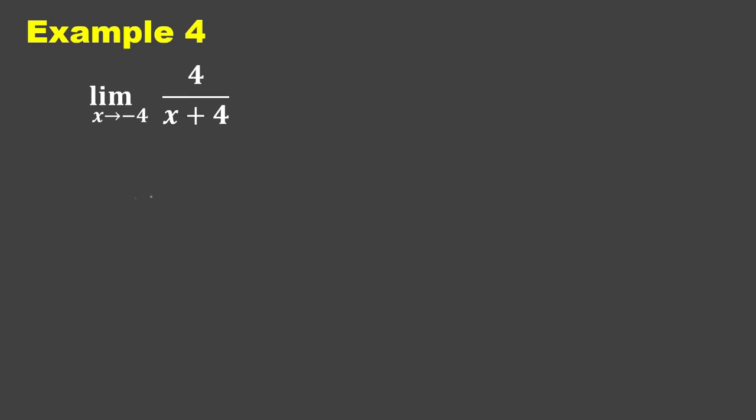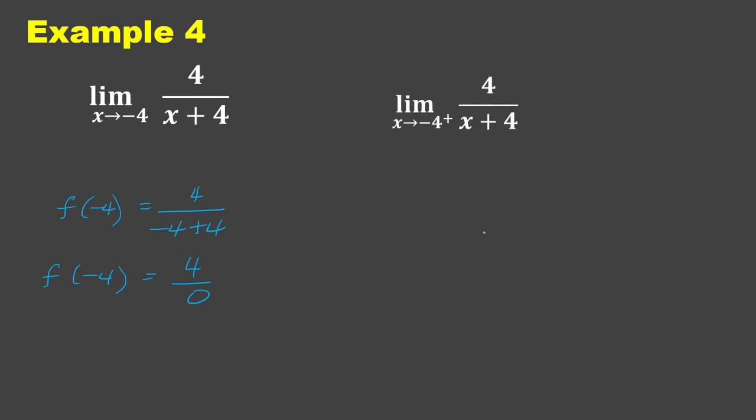For example 4, let's have 4 over x plus 4 as x approaches negative 4. So let's try to do f of negative 4. That would be 4 over negative 4 plus 4. So f of negative 4 is equal to 4 over 0. So again, we have a finite number over 0, so we're going to do the strategy for infinite limits. Let's use the limit of 4 over x plus 4 as x approaches negative 4 from the right, and this would be from the left.